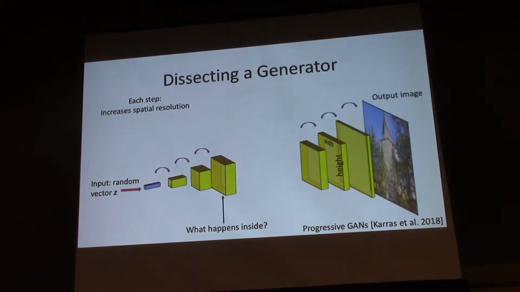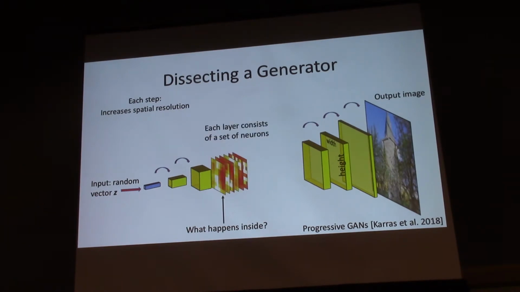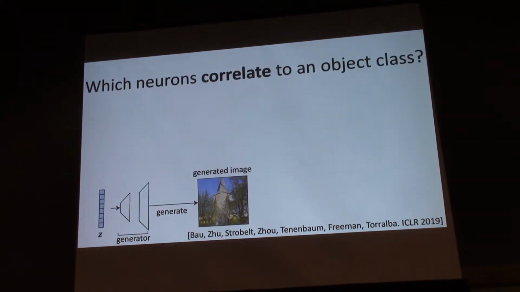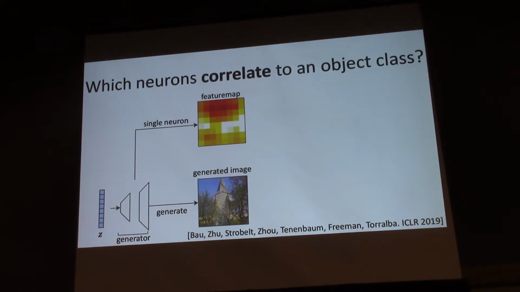So let's look at what's inside the network. Here is a particular layer, layer 4, which consists of a set of neurons. Its activation map is basically how this neuron fires on the previous layer. We just focus on a particular neuron and try to understand what it is doing. The method we are using is very simple. We first generate an image. Then we look at the feature map of a particular neuron, and we record the high response region, which is above a certain threshold.